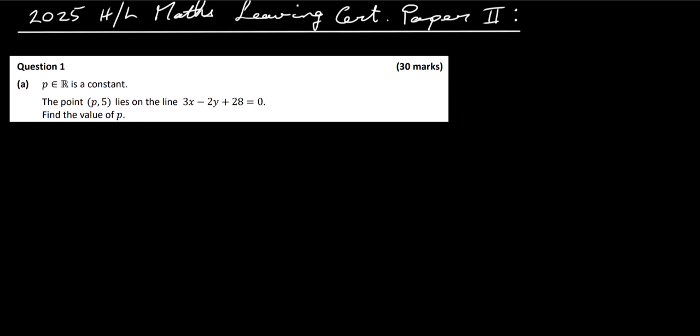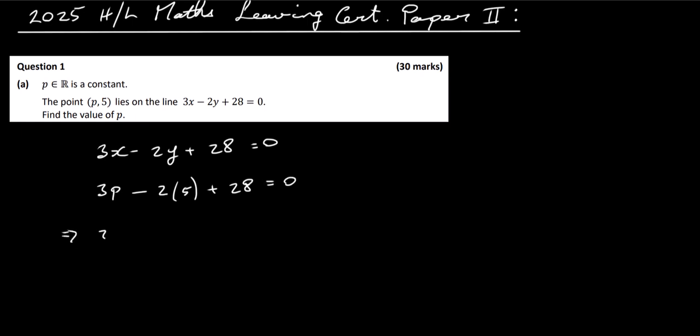So all you've got to do here is stick the x and the y values into our equation. Our equation is 3x minus 2y plus 28 is equal to 0. X is P, so we're going to put P in there. Y is 5, so we're going to put 5 in there. And all we've got to do really is just solve for P.